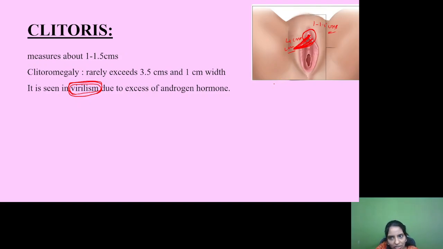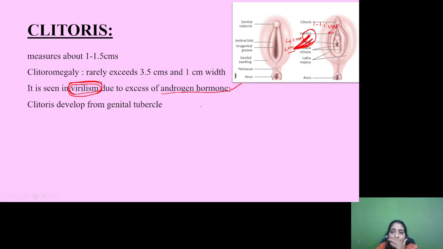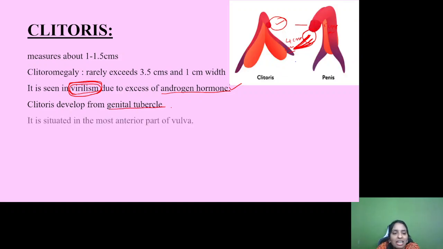So let's identify it like that. We can see the clitoromegaly condition when male hormones like androgen and testosterone are present in a female. At that time we can see the clitoromegaly. And as I said in the previous slide, the genital tubercle develops into the clitoris. And next, where is the clitoris present?